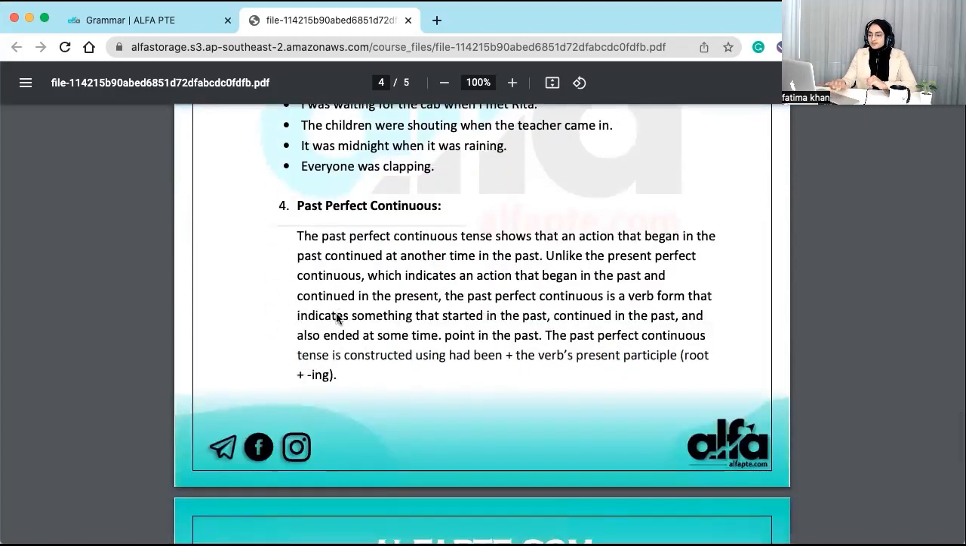Last but not the least, past perfect continuous. Past perfect continuous shows that an action that began in the past continued at another time in the past.